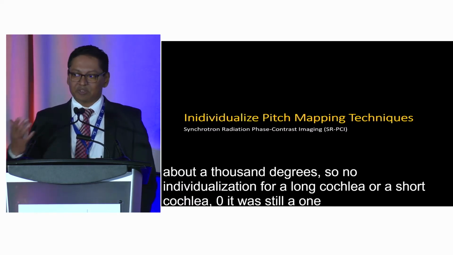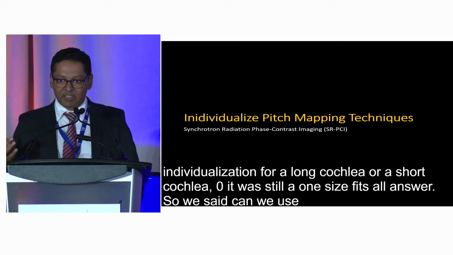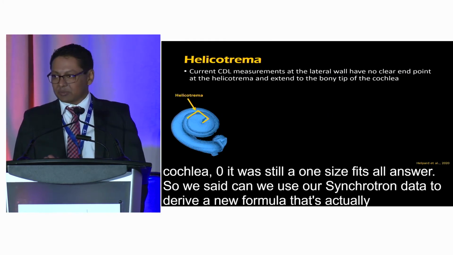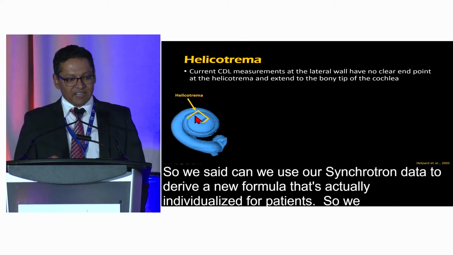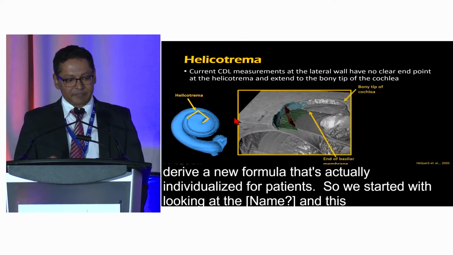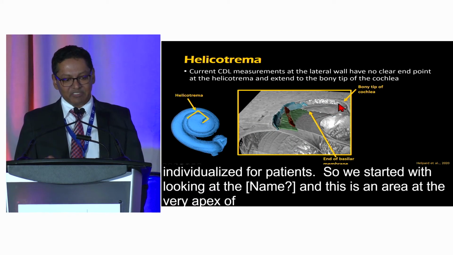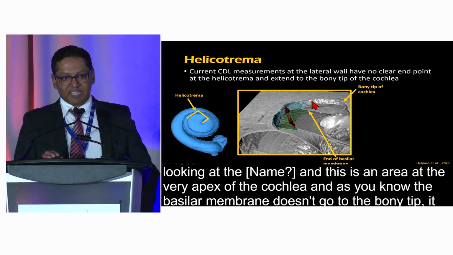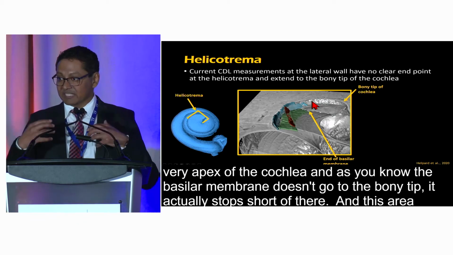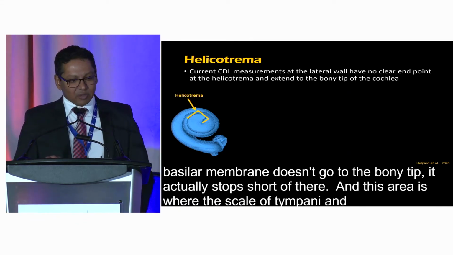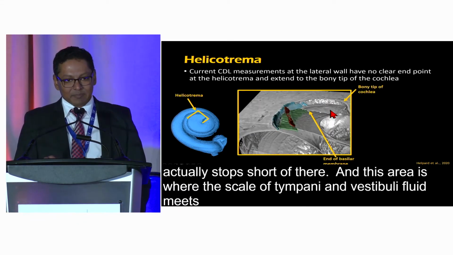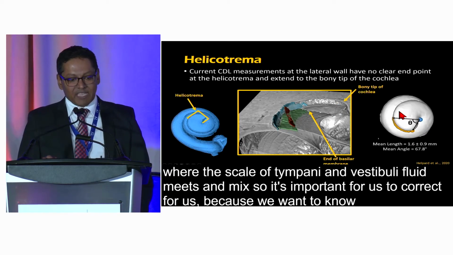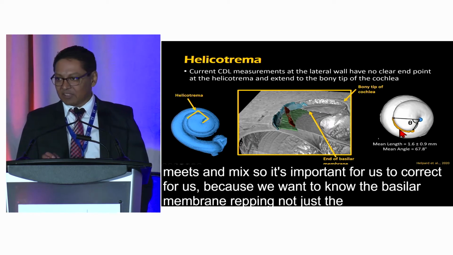So we said, can we use our synchrotron data to derive a new formula that's actually individualized for patients? We started with looking at the helicotrema, an area at the very apex of the cochlea. As you know, the basilar membrane doesn't go to the bony tip. It actually stops short of there. This area is where the scala tympani and the scala vestibuli fluids meet, and they mix. So it's important for us to correct for that, because we want to know the basilar membrane length, not just the bony tip length. So we did that. We got the mean length and the mean angle and created a correction.